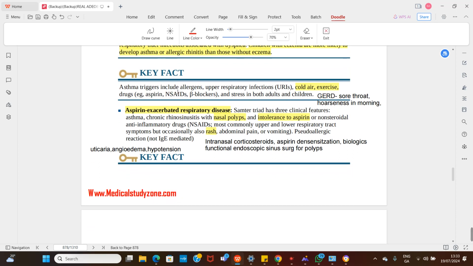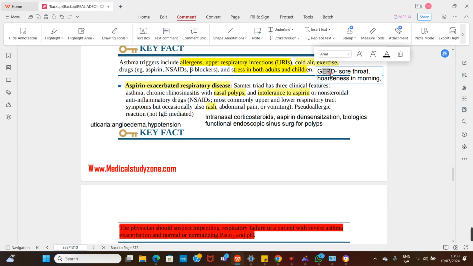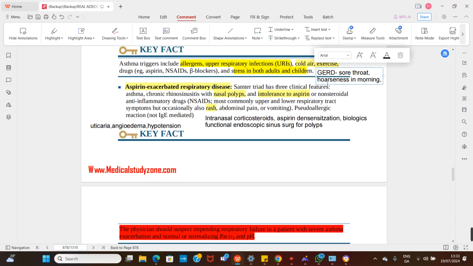So these are the triggers for asthma: the allergens, upper respiratory tract infections, cold air, exercise, drugs, stress. All these things are triggers for asthma. GERD also can trigger asthma, so it's important we know that. Although one thing about GERD is that once you see the individual having episodes of coughing while lying down at night, a bitter taste in the mouth, hoarseness, or the person may be obese, or just look for one of these factors. The person is smoking, so think more of GERD.